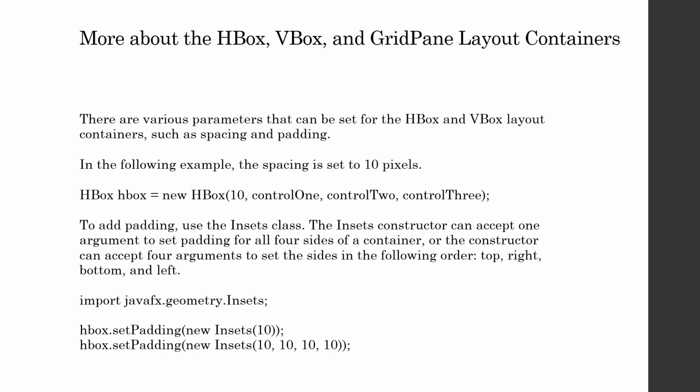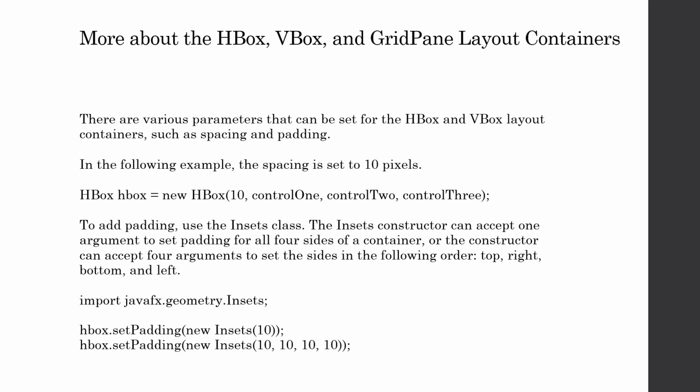The first one is if we give it just a single argument. In that case, it's going to take whatever value I've specified and use that to apply padding to all four sides of my container. Every container, every control, everything in a GUI application has a top, right, bottom, and left. So it's got four sides surrounding it. If we give it just a single argument in that Insets constructor, it's going to apply that same amount of padding to all four sides.